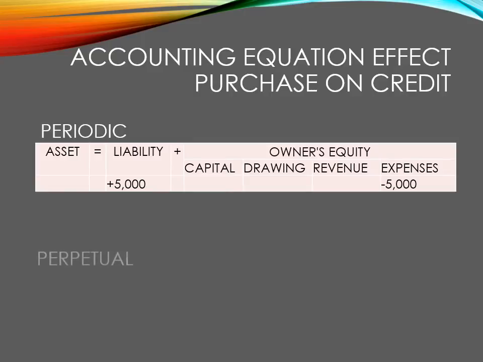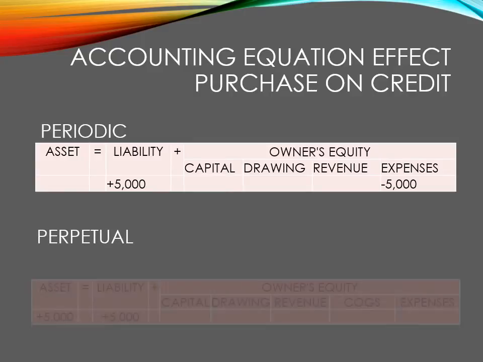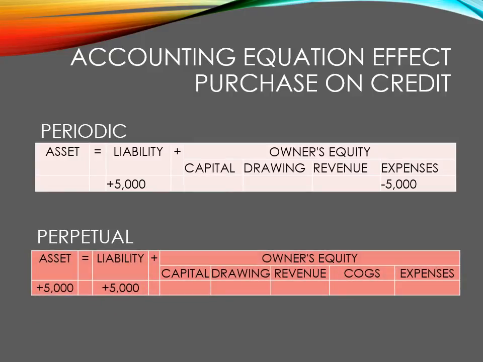However, if you use the perpetual inventory system, you will add to the inventory account. The inventory is classified as an asset. So you will add asset 5,000, and you will add the liability because you purchased on credit, so your liability increases. So those are the differences.